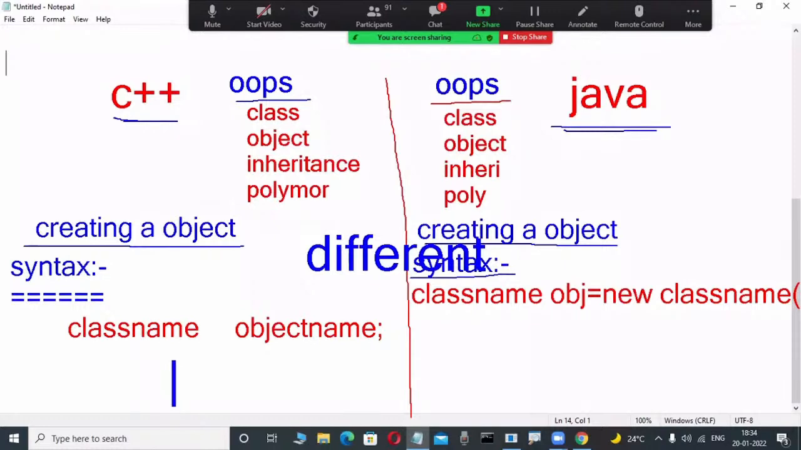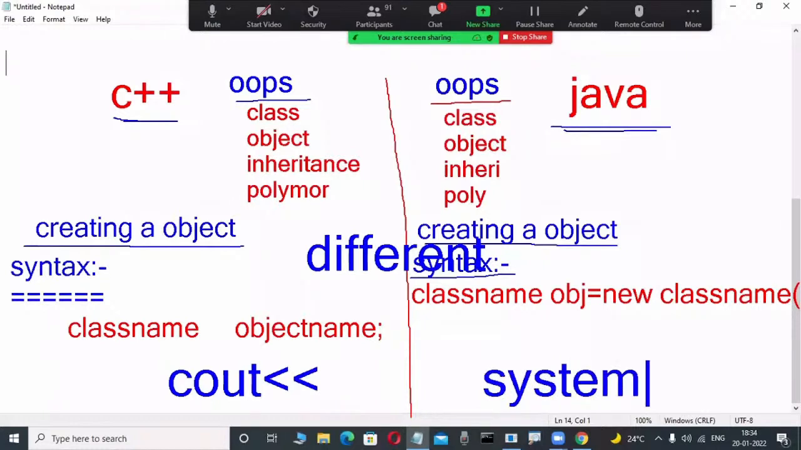Suppose in C++, I want to display output. cout is a function there, for streaming output only. And in Java, what is the function? System.out.println, something different, or not? That's why they are syntactically different. Functions are also totally different in these two object-oriented languages.